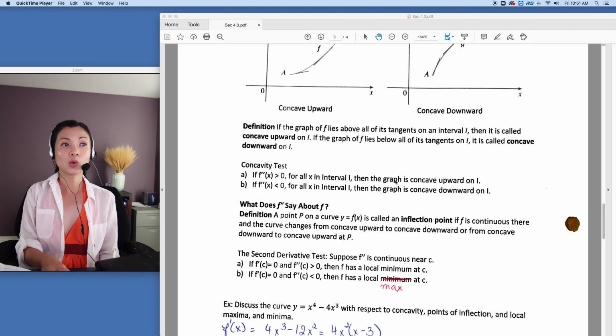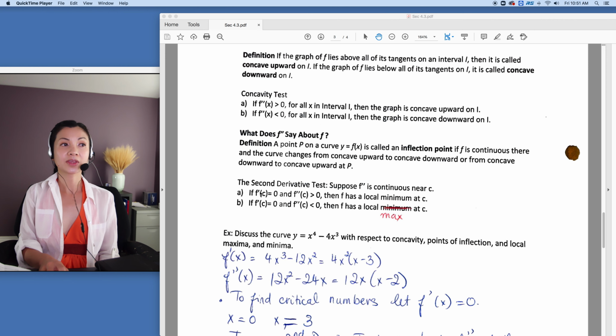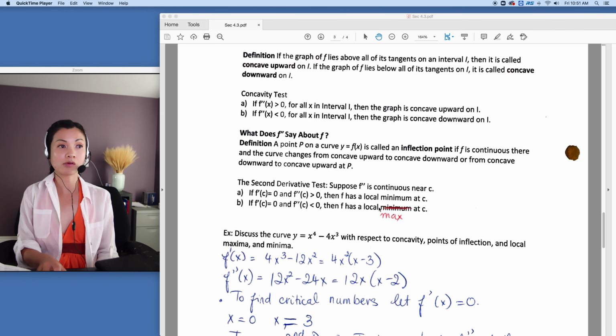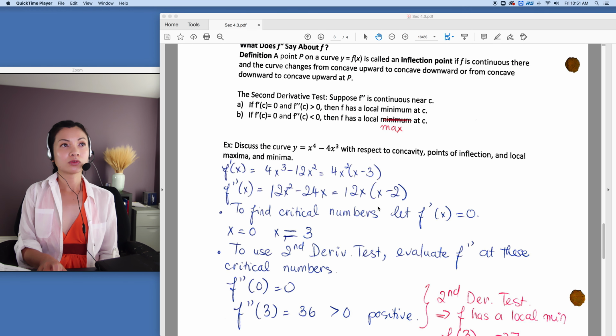Okay. Once again, this is kind of easy to remember. If it's positive, then the graph is concave upward. If it's negative, then the graph is concave downward on the interval. And then we have the second derivative test for the max and the min as well. So let's go over all of these.